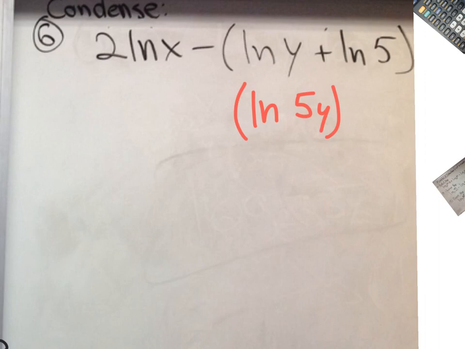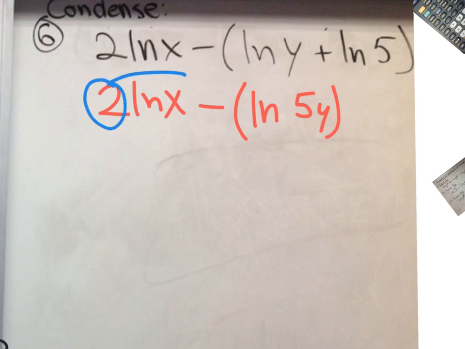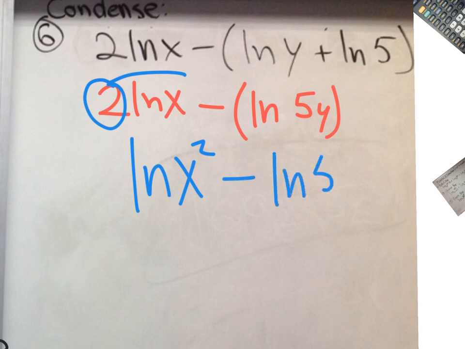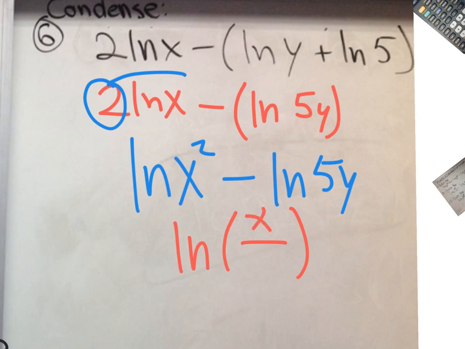Now, of course, we still have the minus sign. We still have the 2 ln of x, and we don't even need those parentheses anymore. But I will take this 2, raise it up to be the power, so I'll have ln of x squared using the power property to condense, and then minus ln of 5y. And the final thing to do would be to apply the quotient property, getting a single ln of the x squared over the 5y. And that is your final answer there.